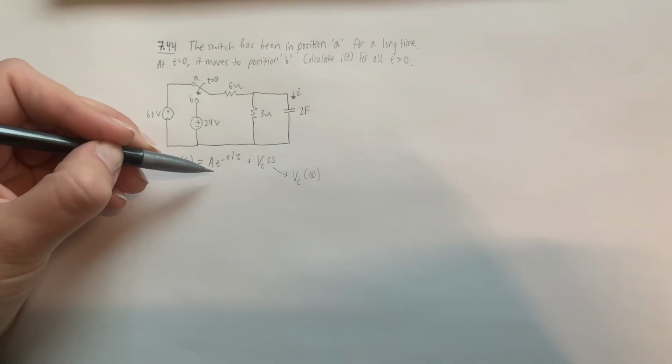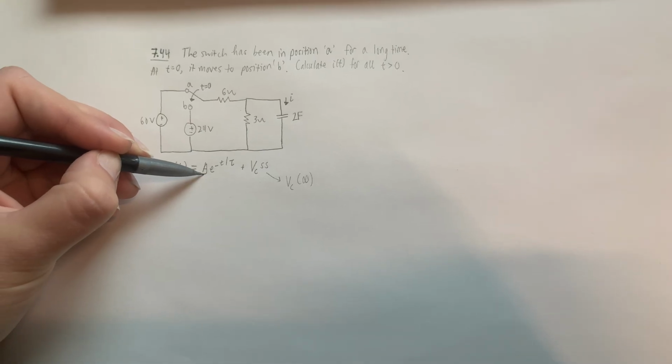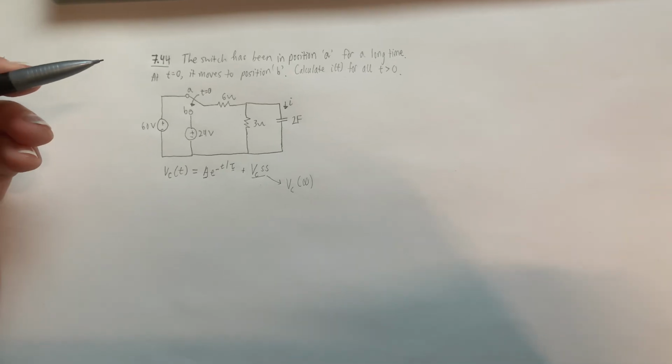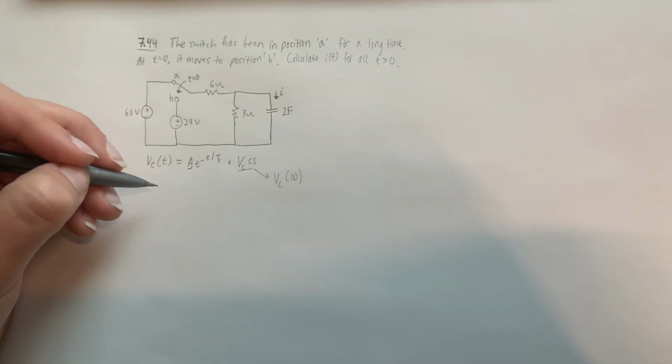I have missing values that I need to find. I need to find what this constant A is, I need to find what tau is, and I need to find what this voltage at steady state is. So I'm going to start with finding tau.